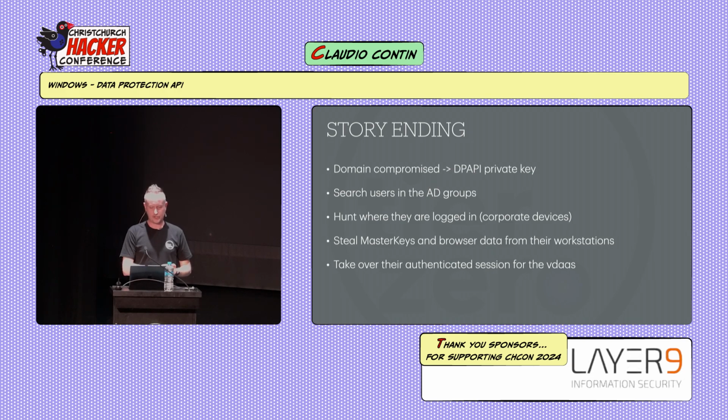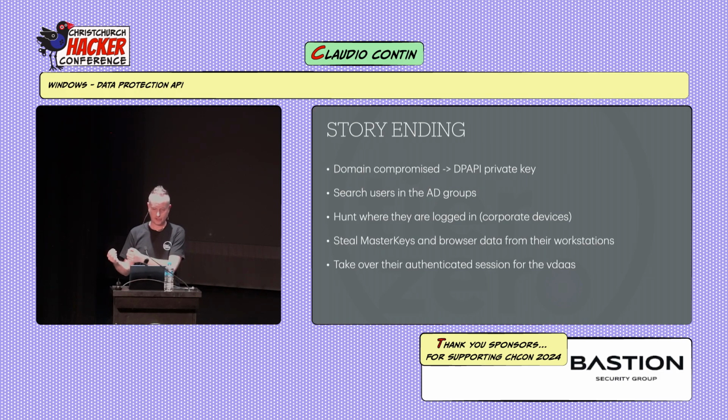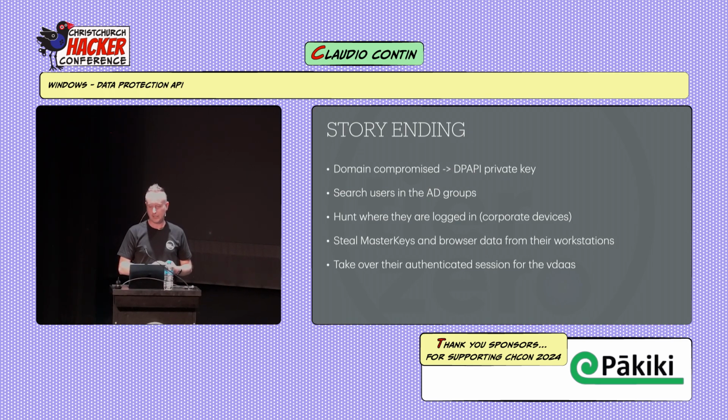So the way we achieved the goal was to compromise the corporate domain, extract the DPAPI private key from the domain controller, and understand which users in the organization were allowed to access this secure network. Once we identified the devices, we copied over their master key data and the browser material, and we were then able to decrypt the cookies and bypass the requirement for credentials, 2FA, or anything you can think of.